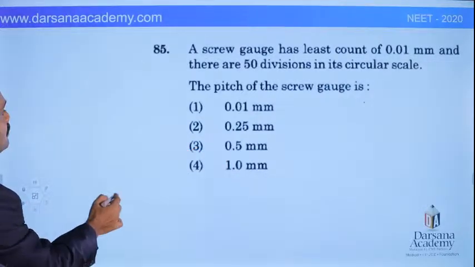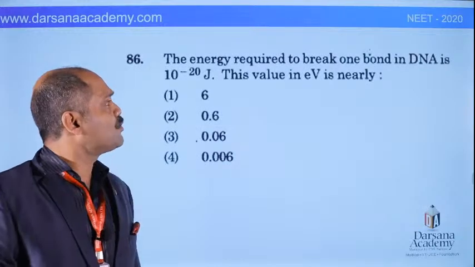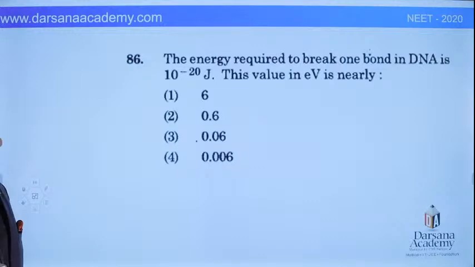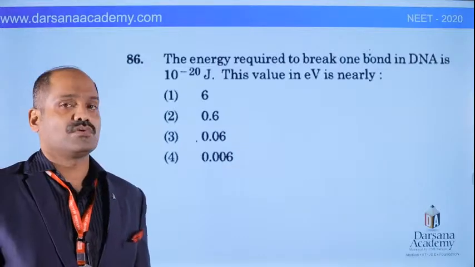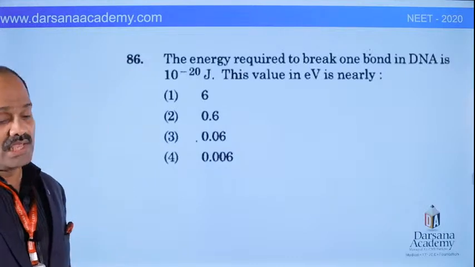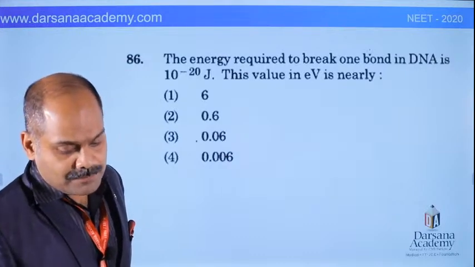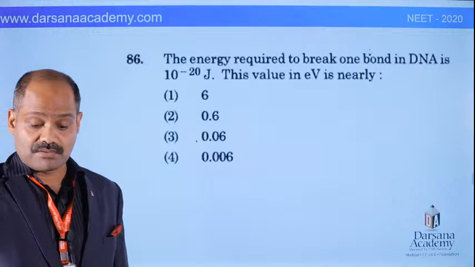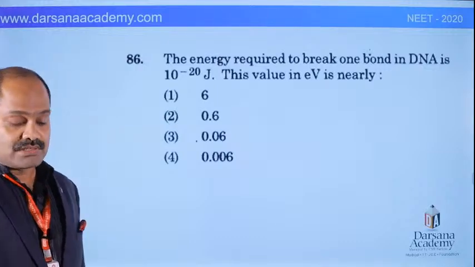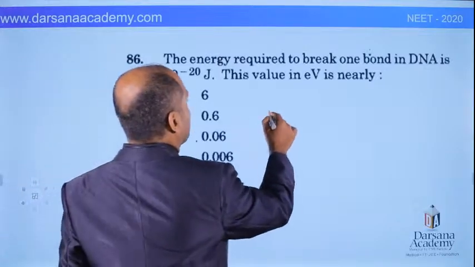Now the next one. Look, 86th question. The energy required to break one bond in a DNA is 10 raised to minus 20 joule. The value in electron volt? It is a simple conversion you have to do. This is actually a question in the NCERT book, NCERT page number 27, the work, power, energy chapter, Physics first year, first volume book. It is given as an example problem. Here you have to convert energy.